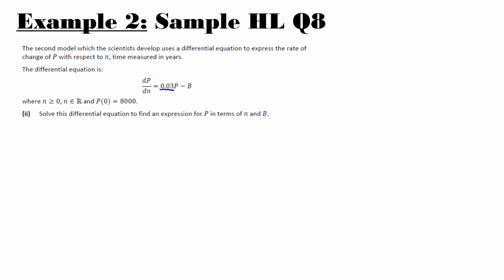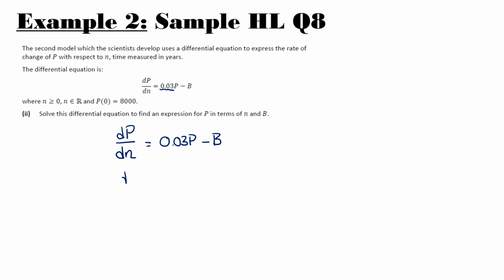So we're being asked to solve this differential equation. So we have dP/dn, and that's 0.03P minus B. So this is a first order because we only have a first derivative, so dP/dn. What we want to do is bring P's over one side and anything else over the other side. This has to be done with multiplication or division, because in order to integrate, which is our next step, we need to have everything on each side either multiplied by the dP if it's on the left or by the dn if it's on the right.